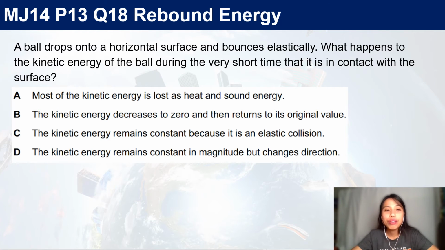This next one is kind of a revision of chapter 4. This is on page 9, also the same page if you have the handout and want to try it out. But let's look. A ball drops on a horizontal surface and bounces elastically. What happens to the kinetic energy of the ball during the very short time it is in contact with the surface? Okay, this one I want you to pause the video again, take some time to read through it, go through each statement, and see which one you think is true for this scenario. In the meantime, I will draw some pictures.